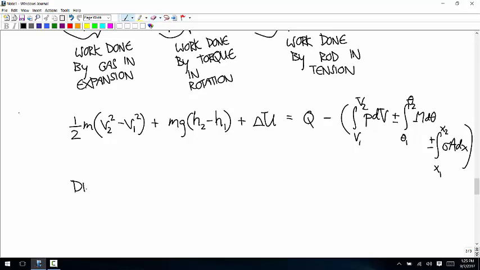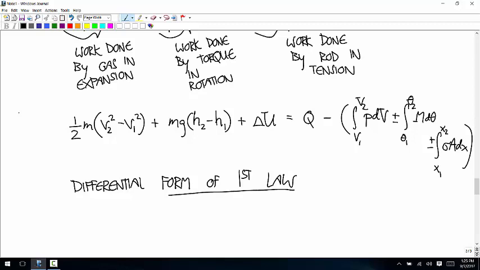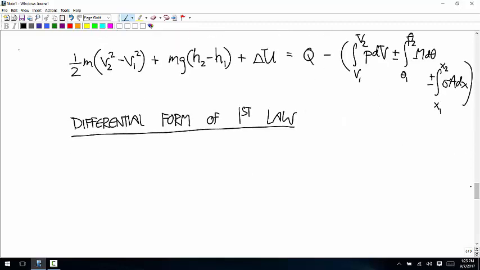Okay, so the differential form of the first law says d/dt of the energy is equal to Q dot minus W dot.